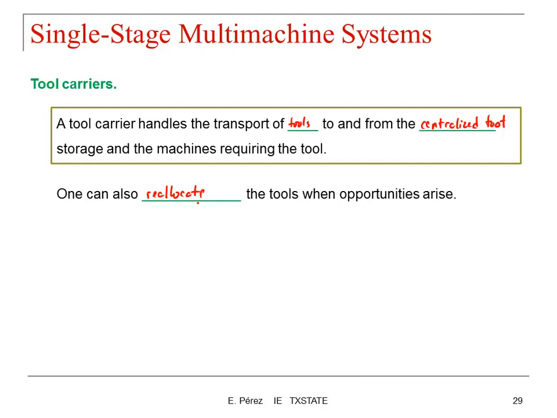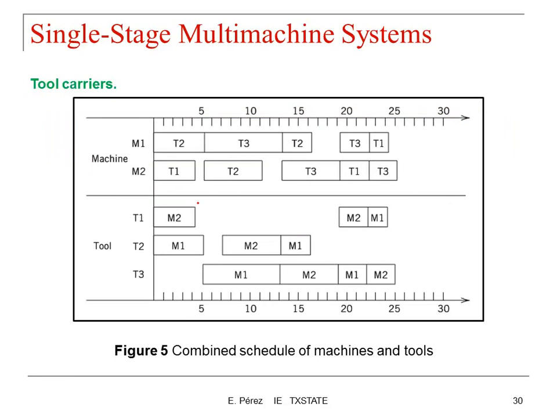So, as I mentioned, the most important thing in this type of system is how to design this schedule. A schedule might look like this. You're going to have the machines, machine 1 and 2, and then you have a schedule for each one of the tools. So you have to find out what your production schedule is for each one of the machines.